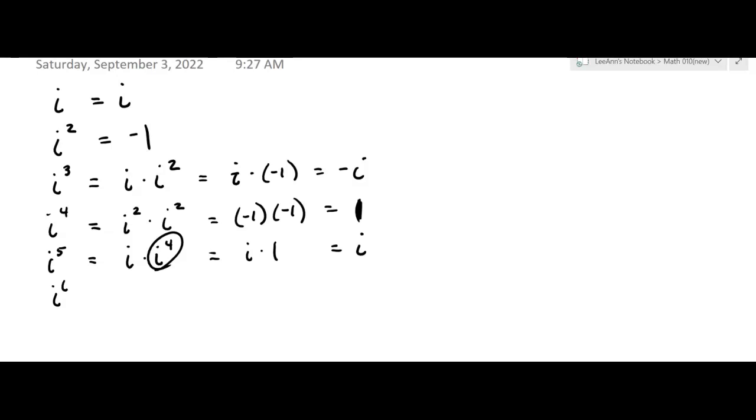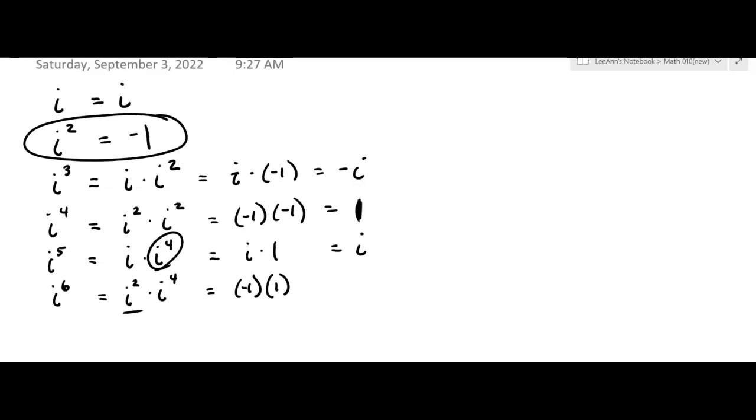What about i to the 6th? Well, it's i squared times i to the 4th, because we're adding exponents, right? So the bases are the same, you add the exponents. 2 plus 4 is 6. i squared, well, that's -1. We know that one because that comes from up here. And then i to the 4th is just 1. So I get -1.